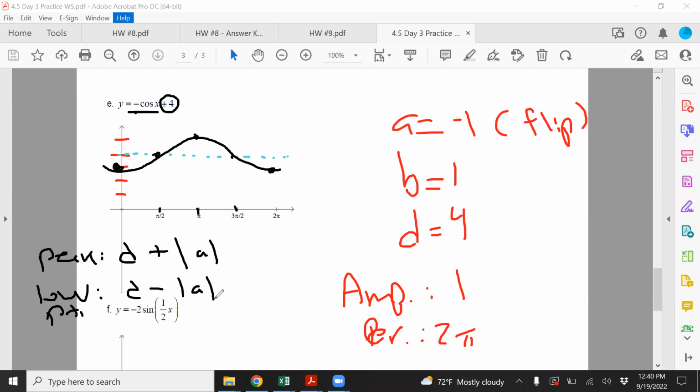So wherever D is, if you add it to the absolute value of A, that's the high point. If you do D minus the absolute value of A, that'll be the low point. Because D was 4, the absolute value of A is 1. So if I add 1 to 4, I get 5. If I do 4 minus 1, I get 3. So it goes all the way down to 3 and all the way up to 5, with 4 in the middle because of the D part.